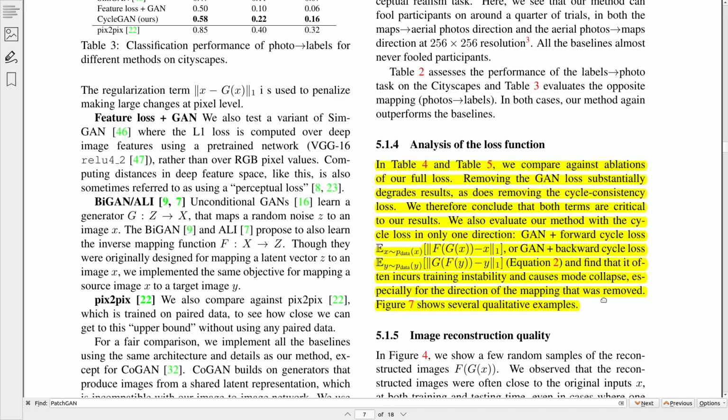So basically the paper says that if I remove only one direction of cycle consistency, that is, either remove the backward or the forward cycle consistency loss, then there will be instability in that direction, and you will also face a mode collapse for the direction of the mapping that was removed.